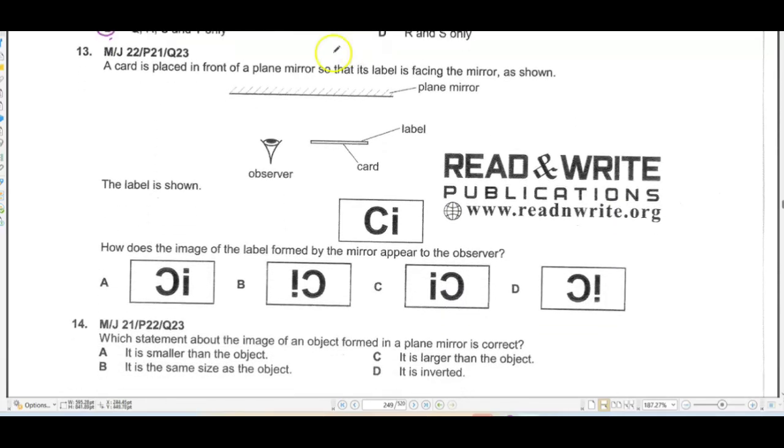Question number 13. A card is placed in front of a mirror so that its label is facing the mirror as shown. The label is shown C and I. How does the image of the label formed in the mirror appear to the observer? Now C is going to be inverted like this and I will have no difference over here. Okay? So this is what is going to be formed. So this is inverted I.